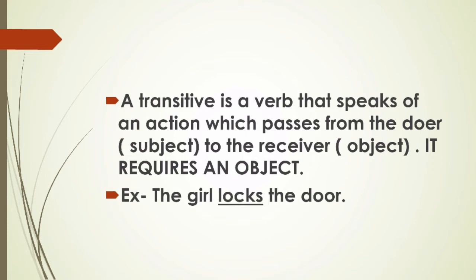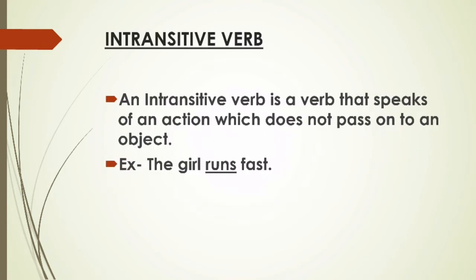In this, the doer of the action is the girl. The action done is lock, right? The action kya hai? What is the verb? Locks. And locks what? The door. So the door is the object, right? The action is passing from the girl to the door. That's why it's a transitive verb, because it has an object. So a transitive verb always has an object. These are the verbs which speak of the action being passed, from doer to receiver, right?